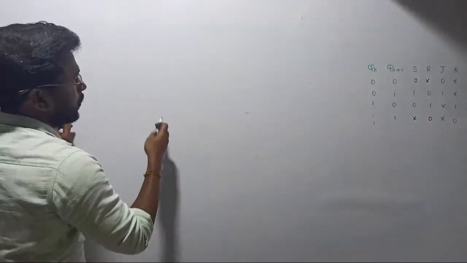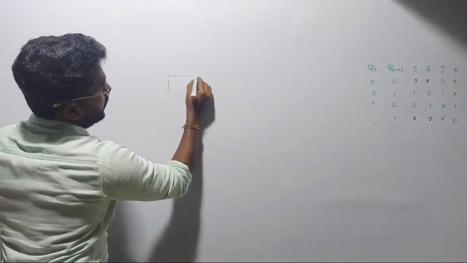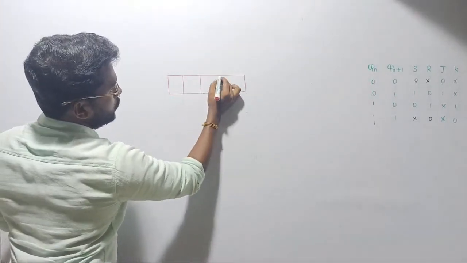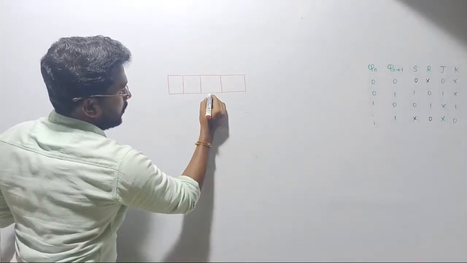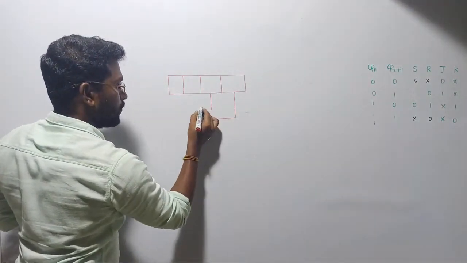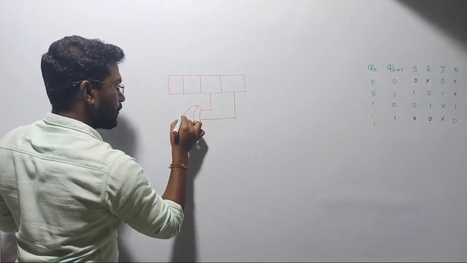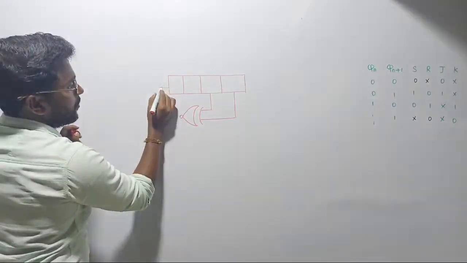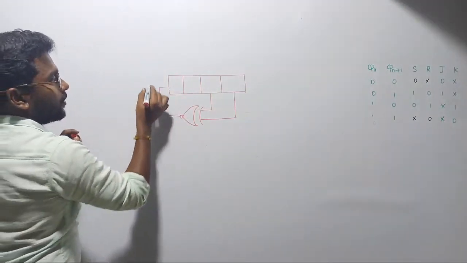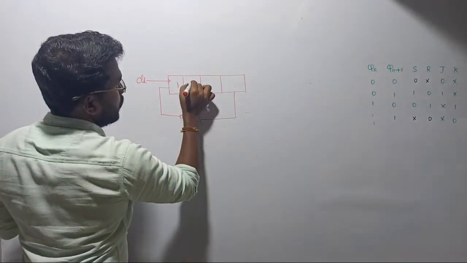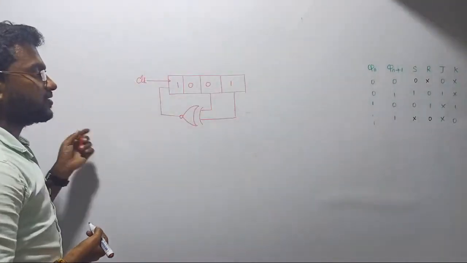Now for an example, let me consider some circuit, right? Some counter is given to you and let me consider 1, 2, 3 blocks, right? And let me take these outputs and connect them with the XOR gate. Okay, let me consider XNOR also, no issues. So let me join them together and this is the clock. Initial state is given as 1001, right? That is the given circuit.